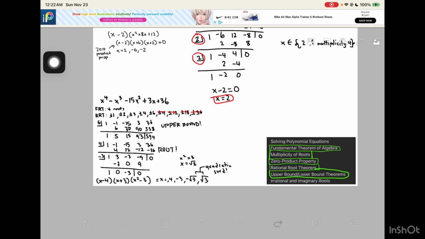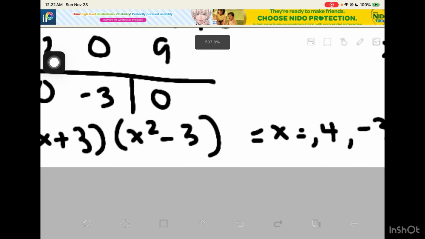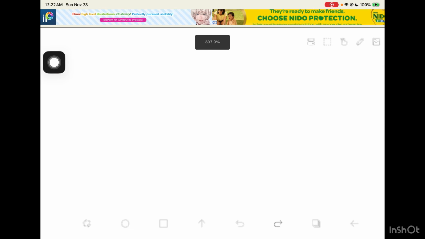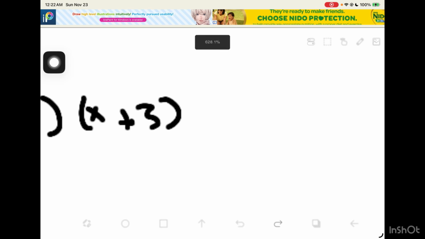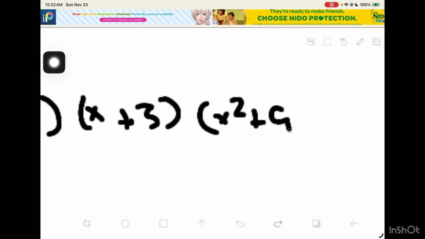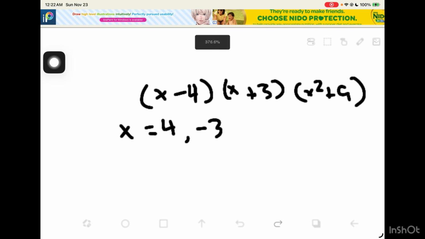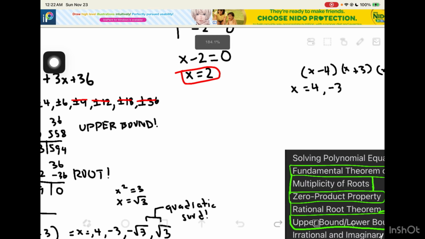Okay, very nice. But let's say what happens if we have something like this. Let's try to use a different equation. Actually, almost the same equation. In fact, what happens if we have x minus 4, x plus 3, and then x squared plus 9. So obviously, x is equal to 4 and negative 3 once again.